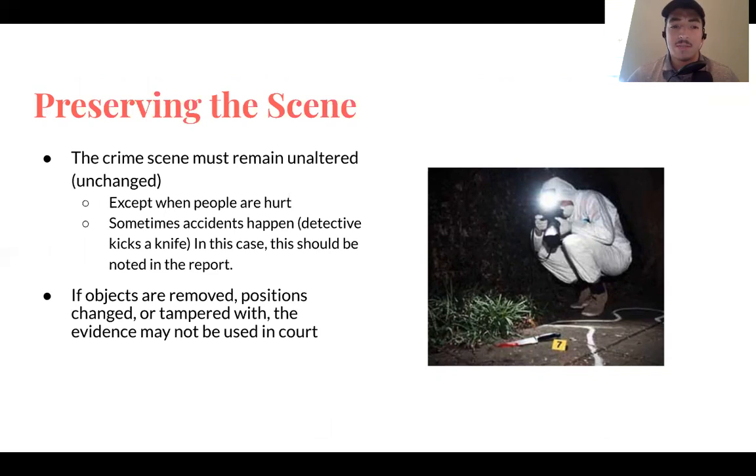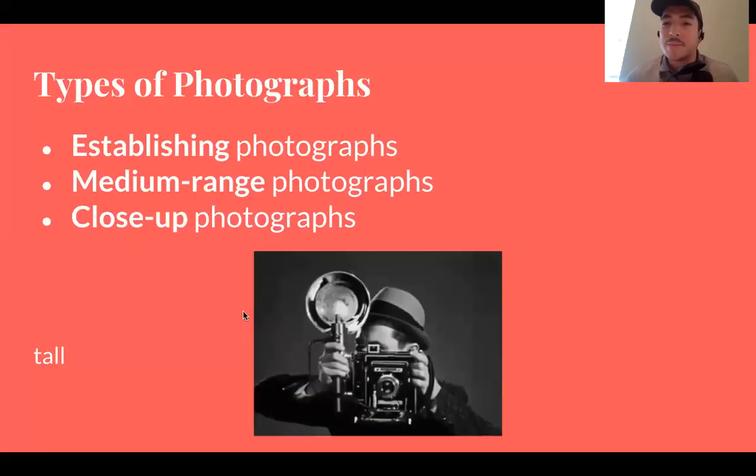And sometimes accidents happen. So maybe a detective kicks a knife that they didn't see. If something like this happens, it should be noted in the report. You don't want to go about and not tell people. You need to write it down. You need to let others know that you moved something, hopefully accidentally. And if objects are removed, positions changed, or tampered with, the evidence may not be used in court. So there's a chance that if things are moved around, it might hurt your chances to use these photos in the courtroom.